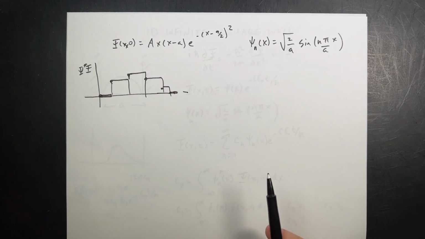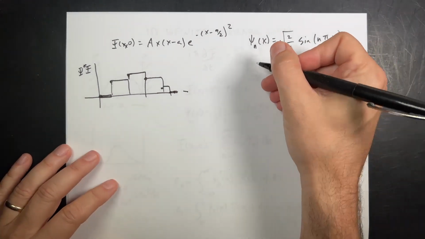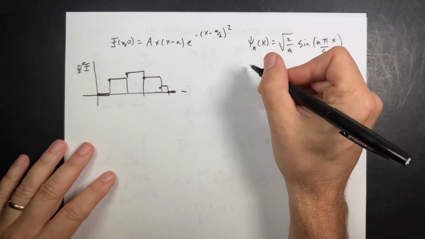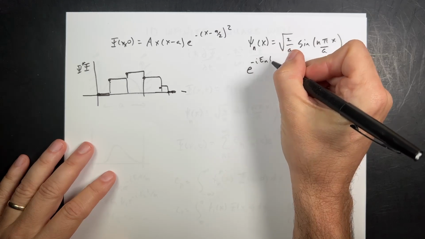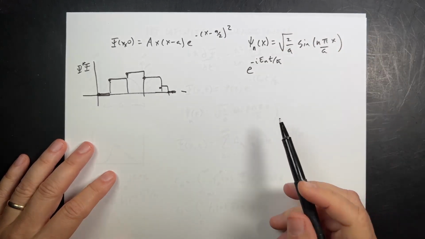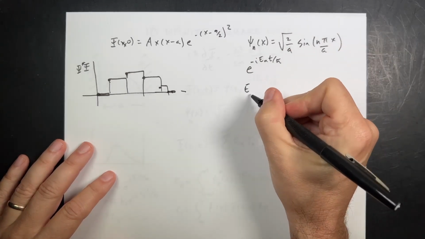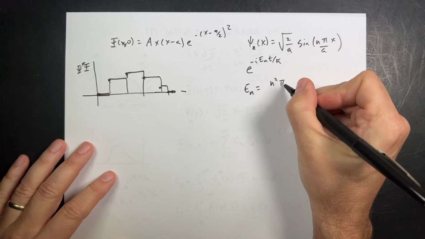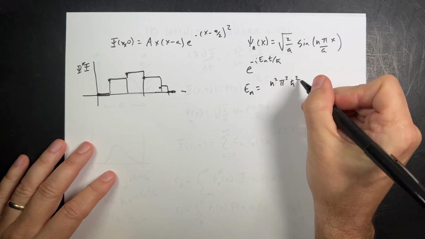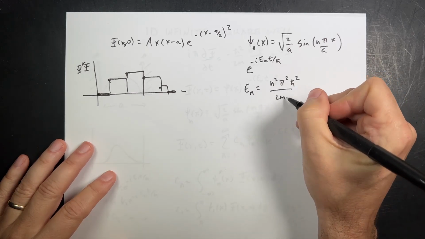Now I need to deal with the energies, right? The energy comes up in time. I have this e to the negative i E n t over h bar. And there's two problems here. What's E? I'm going to define that as a function. E n is equal to n squared pi squared h bar squared over 2 m a squared.